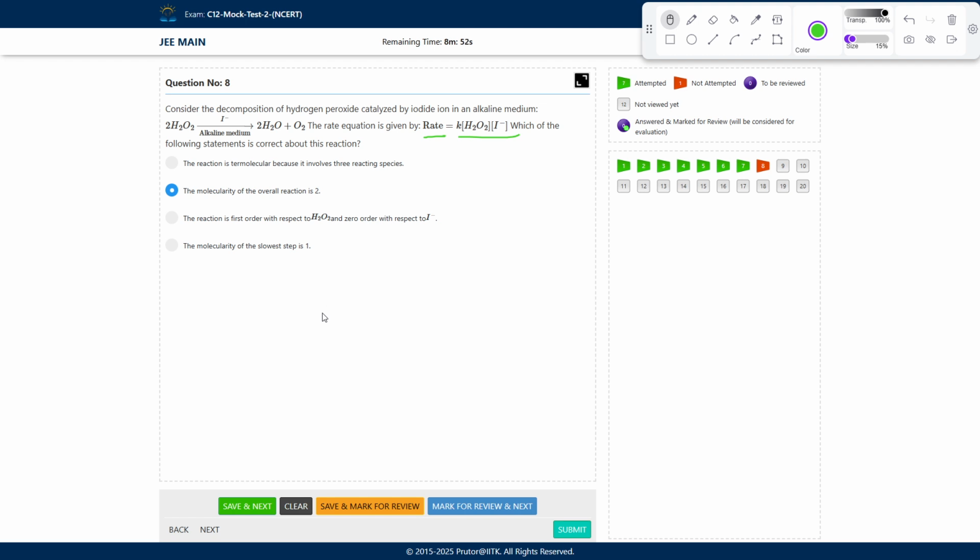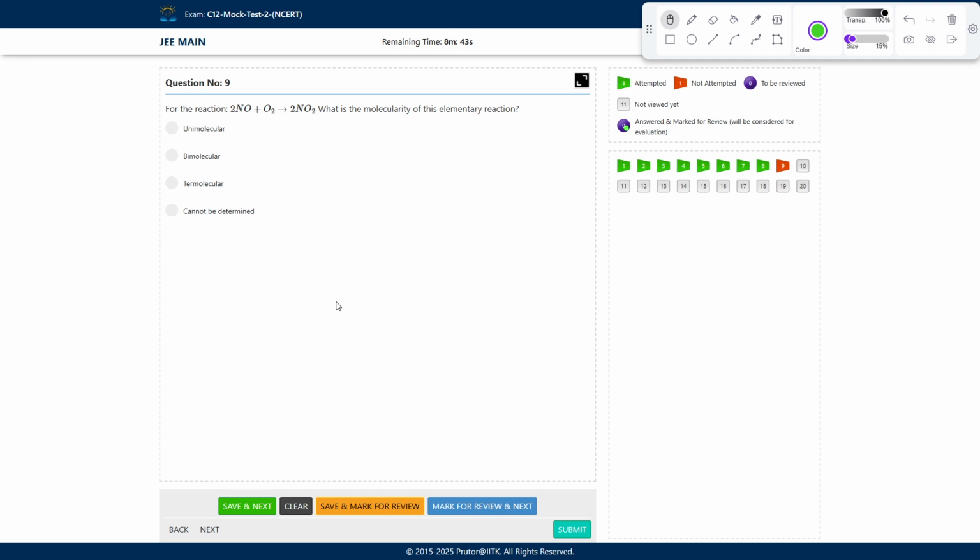Okay, now let's move to our next question. So this is question number 9. It is saying that for the reaction 2NO plus O2 giving us 2NO2, what is the molecularity of this elementary reaction? So this is the given reaction in which NO reacts with O2 giving us NO2.